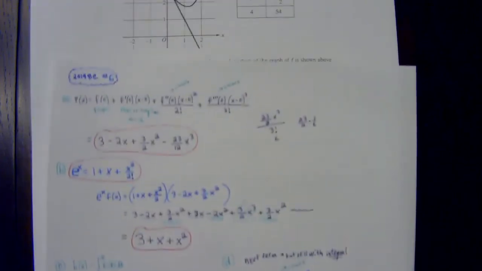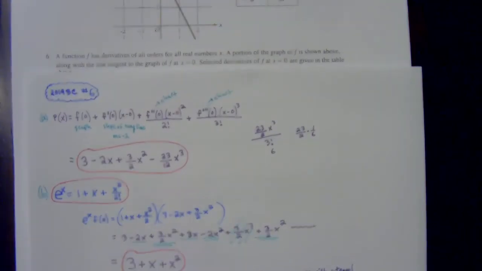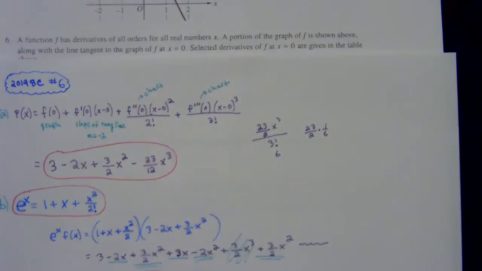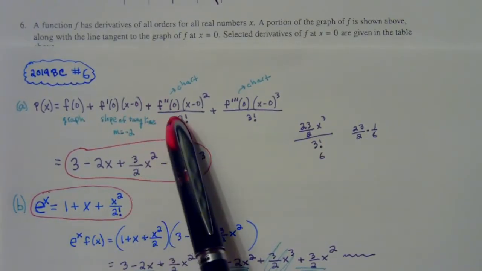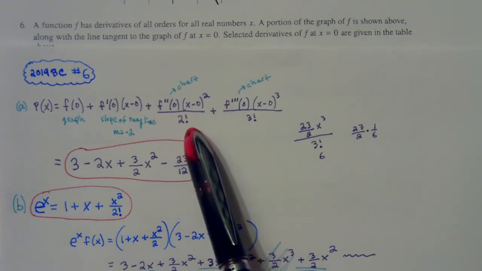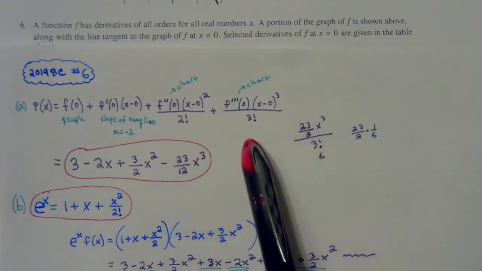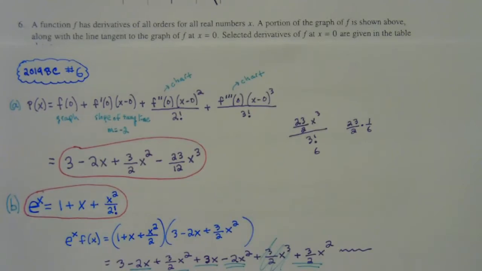But for the third degree Taylor polynomial, let's start with our main definition of a Taylor polynomial. So you're going to go f of 0, then f prime of 0 times x minus 0 to the first over 1 factorial, second derivative times x minus 0 squared over 2 factorial, third derivative times x minus 0 cubed over 3 factorial, and then hopefully they give us stuff.